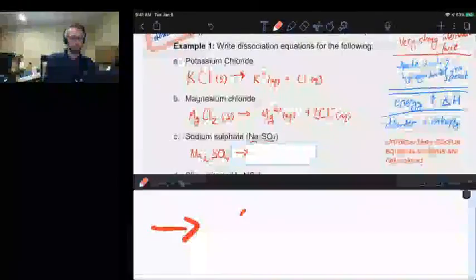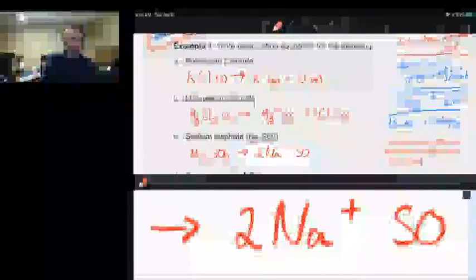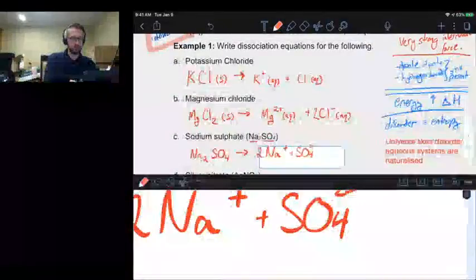So we get 2 sodiums out of that. Each sodium is a first column element, so that means it has only a single charge. The sulfate, you might have to look up, but if it has 2 sodiums for that sulfate, then there must be a charge of 2-.